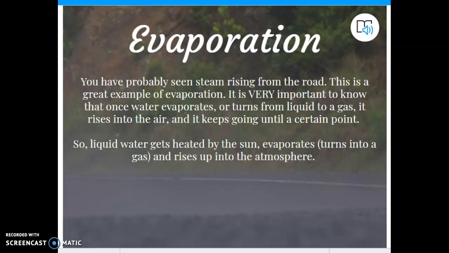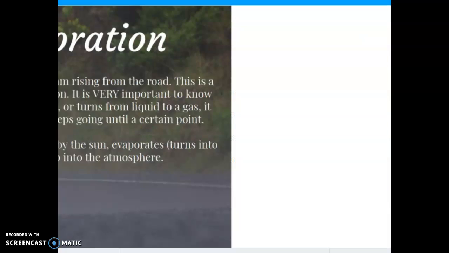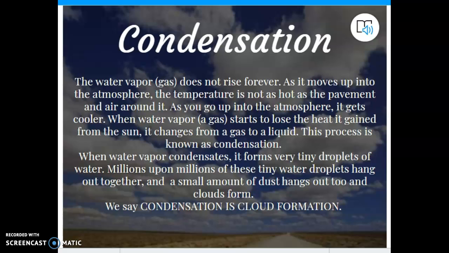Anyway, all right. So you've probably seen steam rising from a hot road during the summertime. This is evaporation. It's important to know that once water evaporates and turns into a gas, it rises into the air. We just talked about that. It keeps going until a certain point. Liquid water, heated by the sun, evaporates, turns into a gas or a vapor, and it rises up into the atmosphere. Once that water vapor reaches that certain point in the atmosphere where the temperature has cooled it off enough to turn back into water droplets, we have something called condensation.